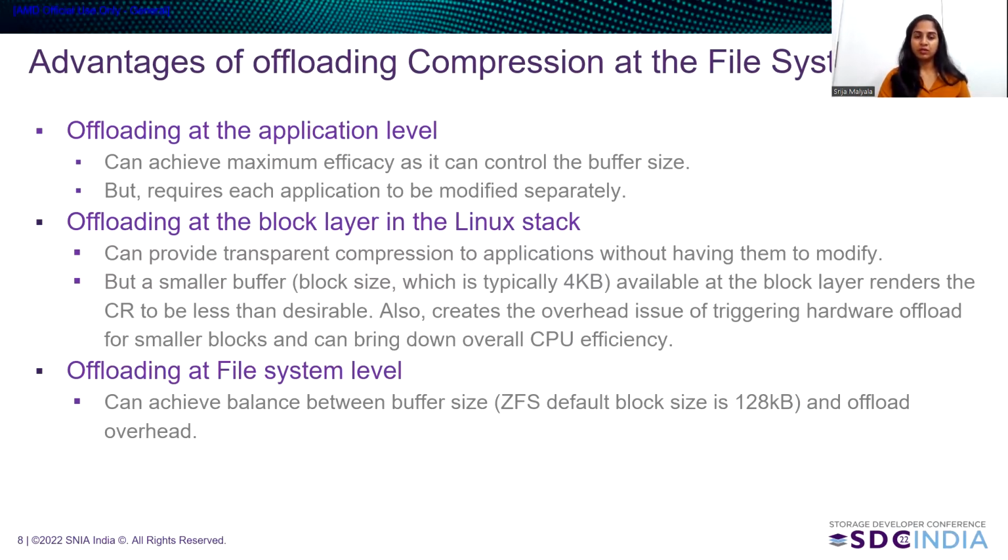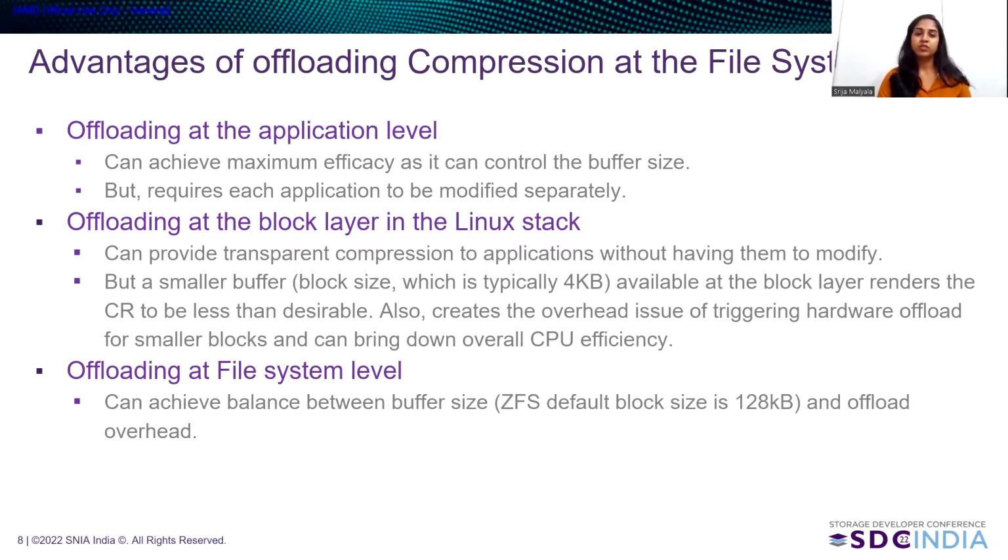Compression at the block layer in the Linux stack can provide the transparent compression without having the applications to modify. But the block size, which is typically 4 KB at the block layer, renders the compression ratio to be less than desirable. The other issue is the overhead of triggering hardware offload for small blocks like 4 KB, which can bring down the overall CPU efficiency.